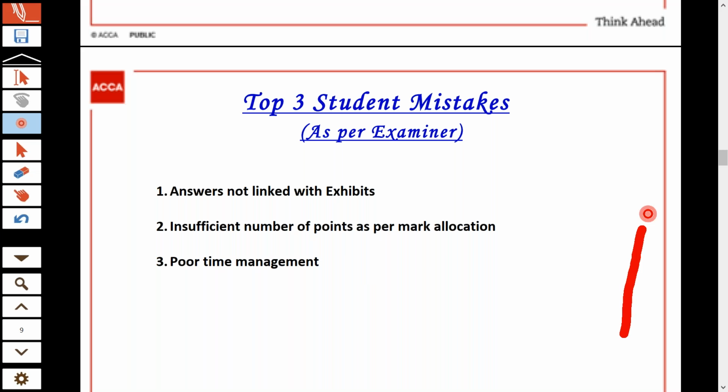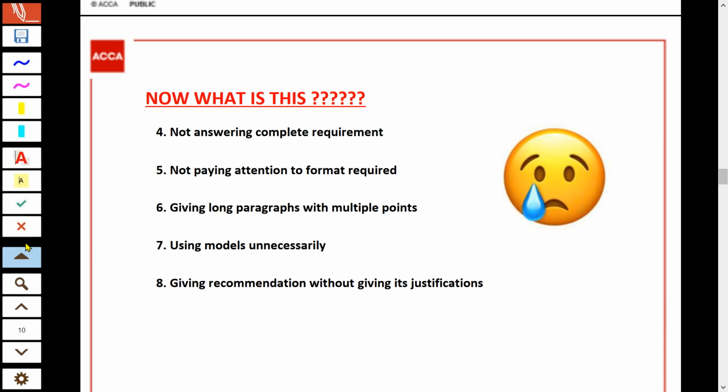Now have a look at some of the comments which the examiner mentions in every attempt. He says that students are not answering the complete requirements. So if the question asks what are the role and benefits of integrated reporting, people talk about either the role and forget about the benefits, or they talk about the benefits and forget the role. So if the question says what are the role and benefits of integrated reporting, then you need to very clearly say these are the role and these are the benefits.